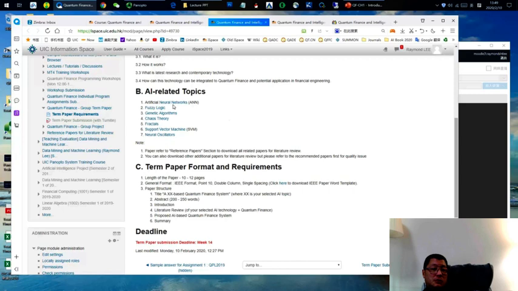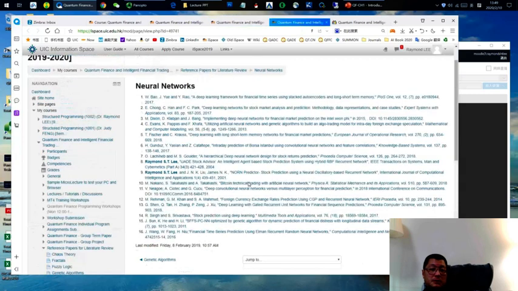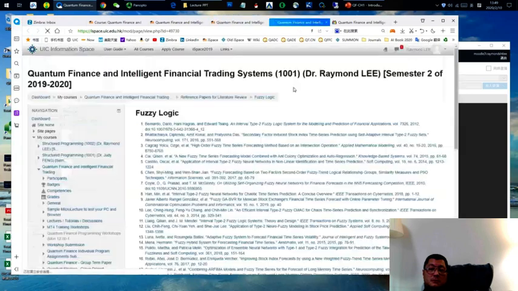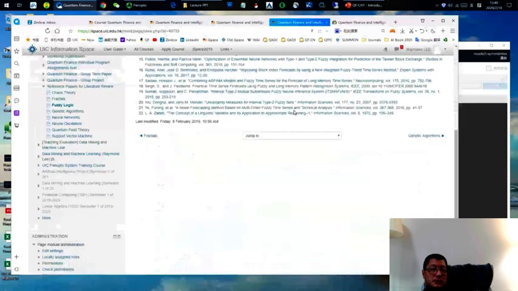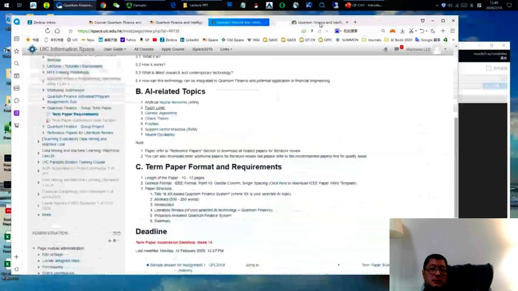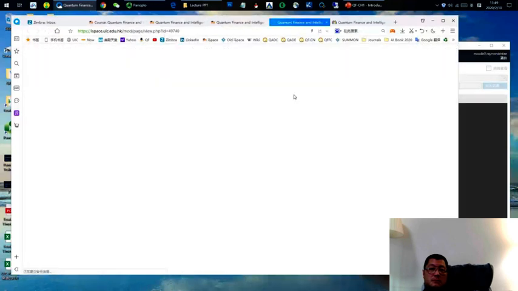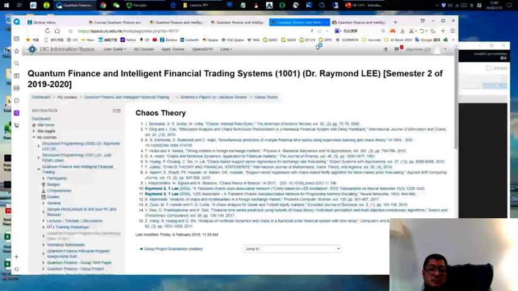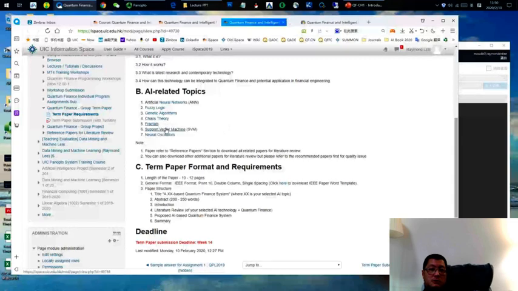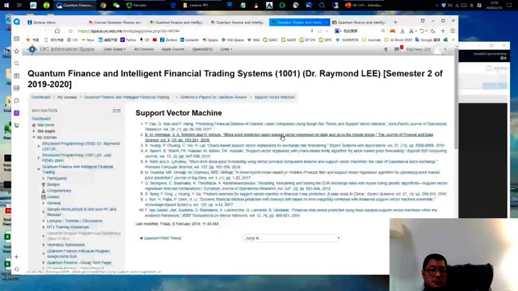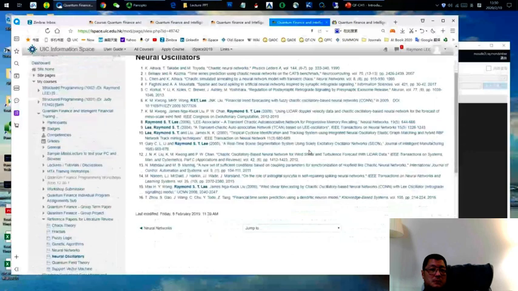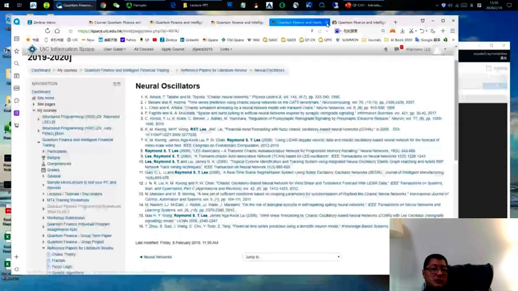Okay, so we have many topics. We have artificial neural networks. Okay, just show you this. Many papers. Some are my papers, some are others. And fuzzy logic, a lot. In fact, fuzzy logic has a lot of very good papers. I will spend some time to talk about it. Okay, so the genetic algorithm, very good. And then the chaos theory again. And also fractal. And support vector machine. And also duality. Okay, many.